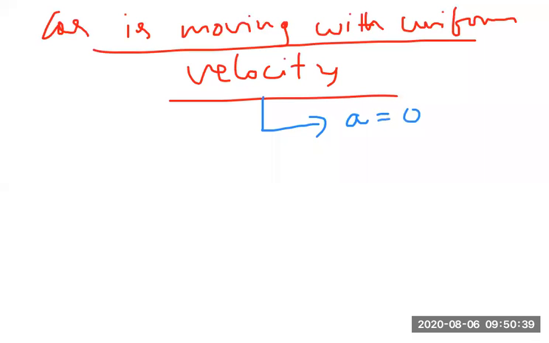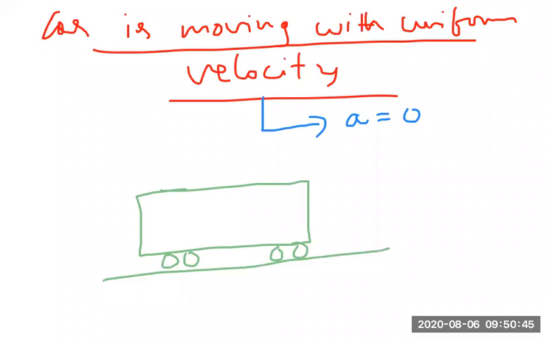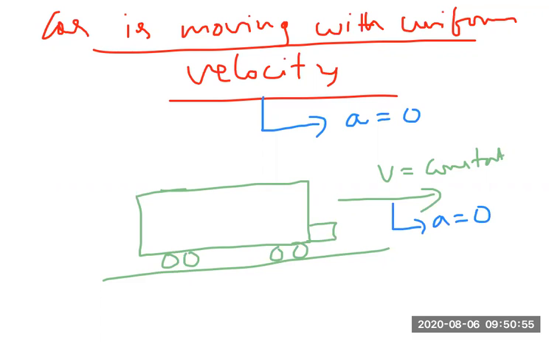0. Now the car is moving, but it is moving with a constant velocity. Velocity constant, so simply we can write acceleration is 0. There is no acceleration means no pseudo force. Pseudo force will act only if there is acceleration.